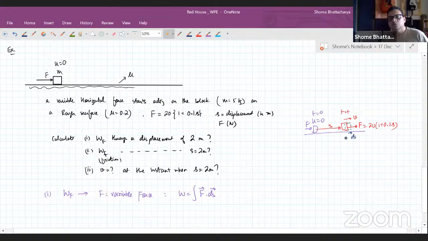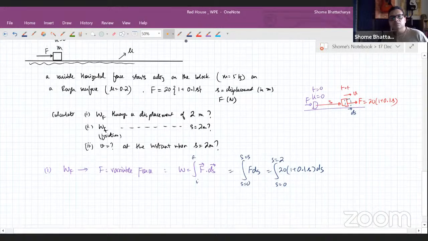Now if it makes a small displacement ds, F dot ds is first of all going to be F ds, because force and displacement are along the same axis and the angle is 0, and the force should be substituted with 20 into (1 plus 0.1 s). This should be from the initial position s equal to 0 to the final displacement of 2 meters. This gives the work done by F in joules, because the force is in newtons and the displacement is in meters.